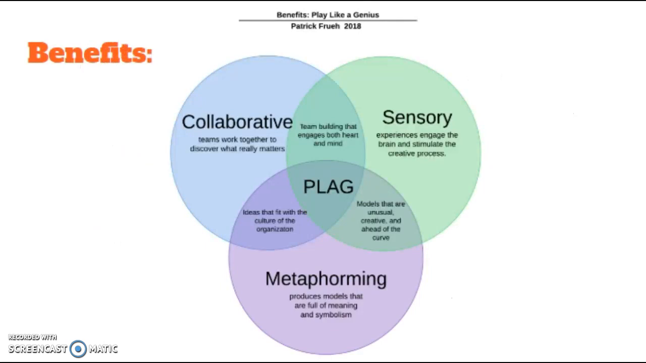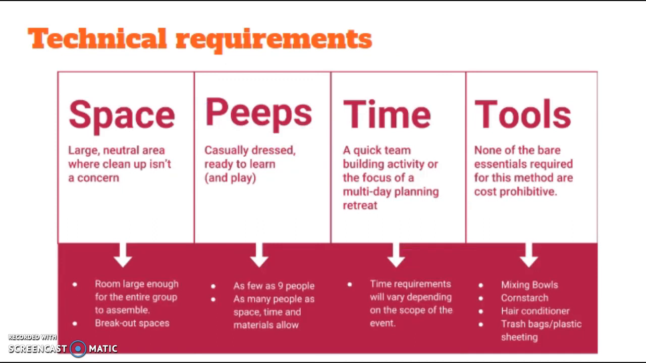Play Like a Genius has 3 core components that make it unique. Each of these components brings its own benefit, and the blending of these components produces additional benefits, such as team building that engages both heart and mind, ideas that are both unique and creative, and models that reflect the aspirations of the organization. There are 4 categories of needs relating to this method.